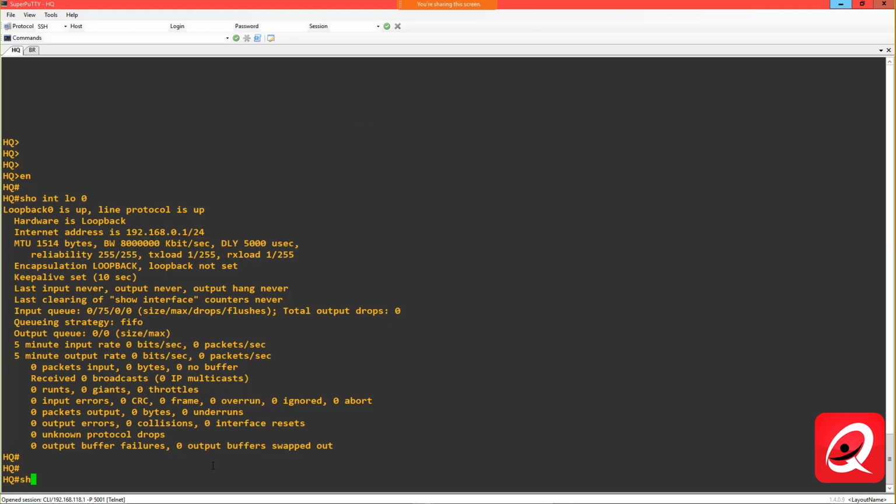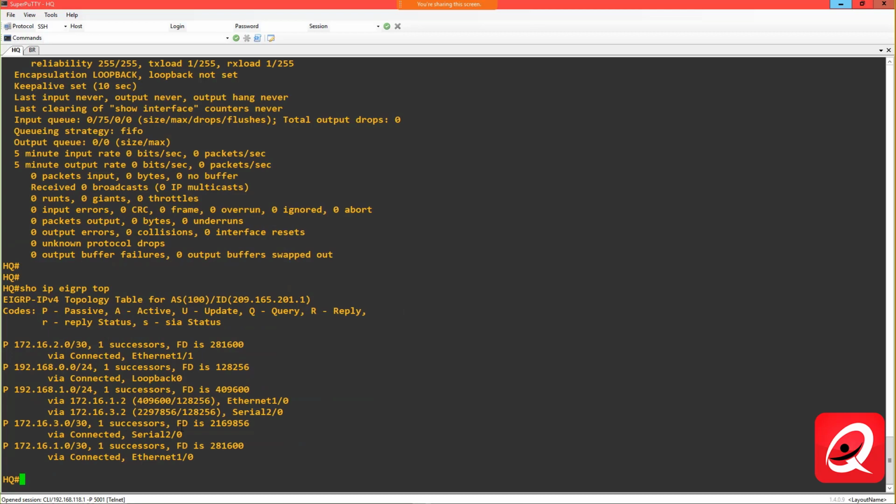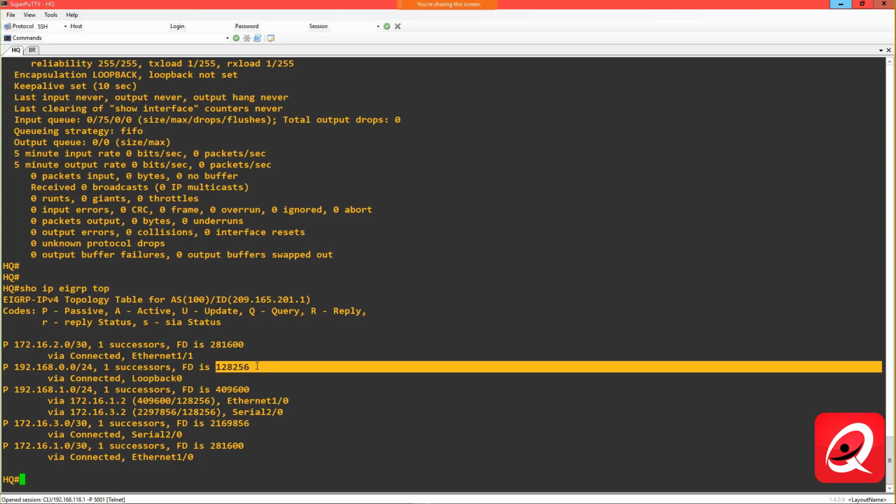Now I would have been able to see that by just doing a show IP EIGRP topology and looking at the connected loopback interface right here. Feasible distance is 128.256. Even though it is a connected route, it is still running EIGRP, which means it's still going to show up in my EIGRP topology database. All right.